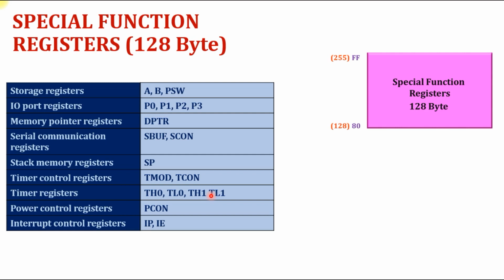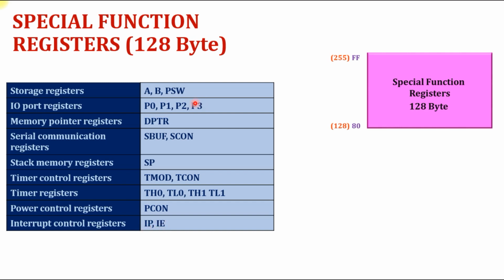If you want to access timer 0 or timer 1, 8051 is having two timers, right? Timer 0 and timer 1. If you want to use timer 0, you need to set the count in this register only, I mean TH0 and TL0. All the registers are 8-bit registers. Okay, PCON register, power control register, and IP and IE, interrupt priority and interrupt enable registers.